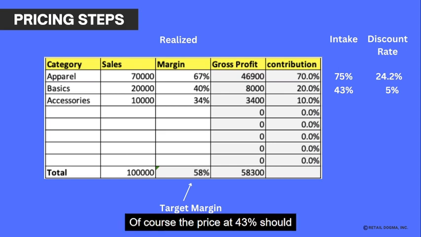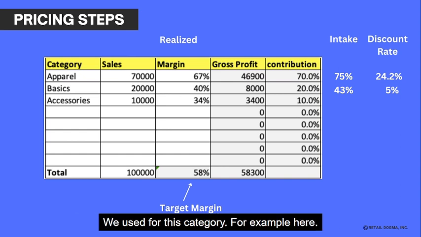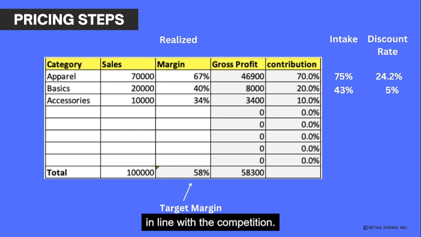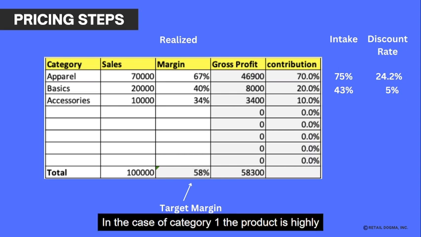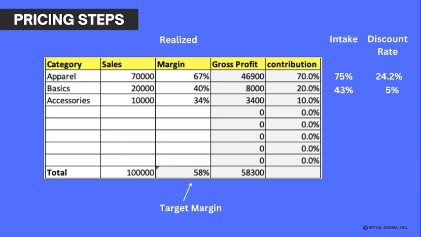Of course, the price at 43% should be realistic for the market, based on the pricing method we used for this category. For example, here, this is a basics category that's carried by other retailers with no differentiation, so we need to use the going rate pricing method and make sure that our price is to a great extent in line with the competition. In the case of Category 1, the product is highly differentiated, so we use the perceived value pricing, and that's why we were able to have such a high intake margin.